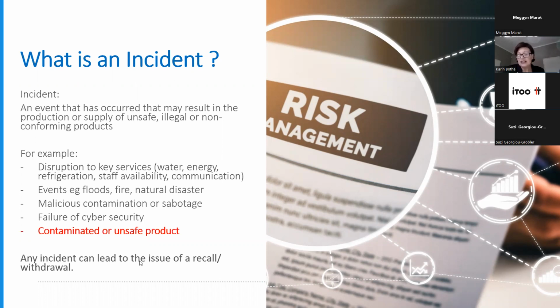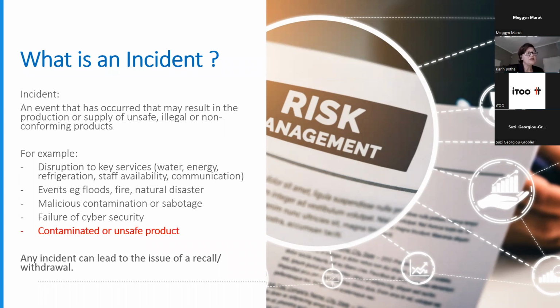Disruption to communication, suddenly your emails are down, you don't have staff available, no water, maybe failure of cybersecurity. Suddenly your whole system is hacked and you can't send out anything, have no communication with your clients. It's a very difficult situation at that moment. But it also obviously includes contaminated or unsafe products. So if you've at some stage found out that your product is unsafe or contaminated, you have to make a very quick decision.